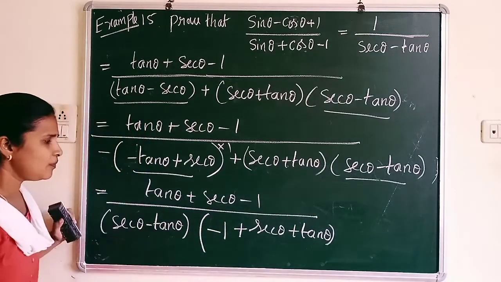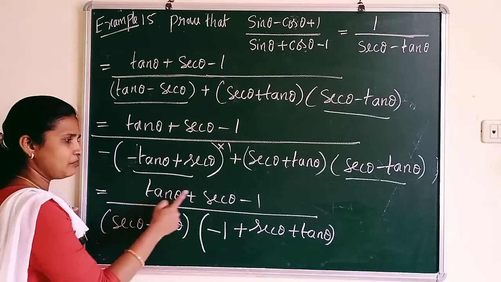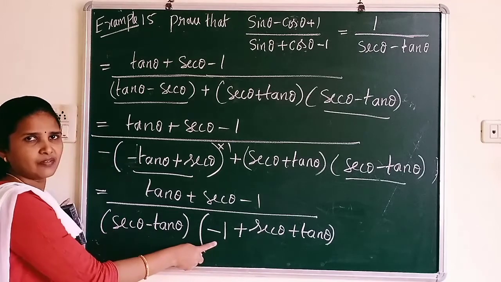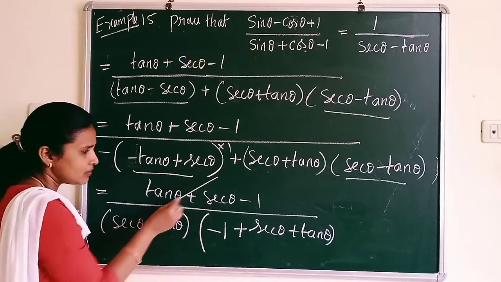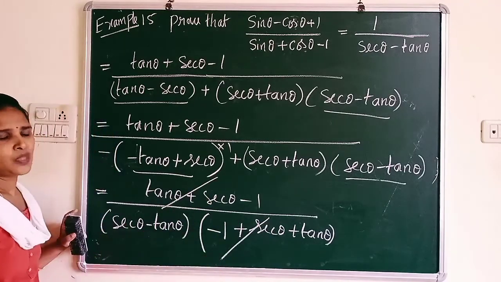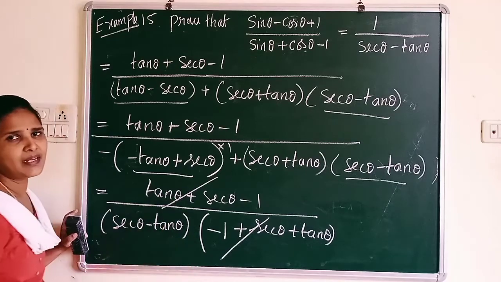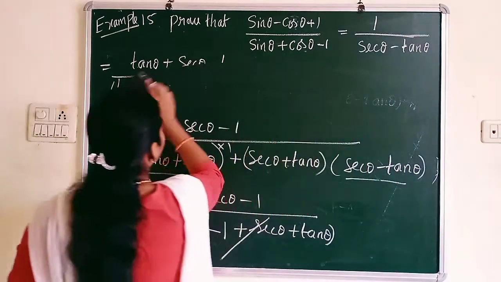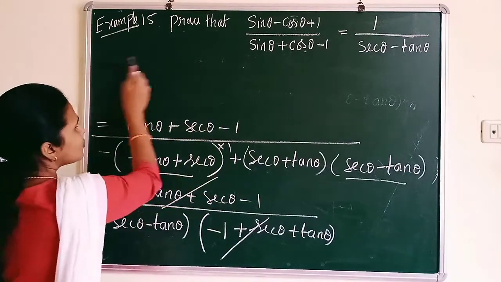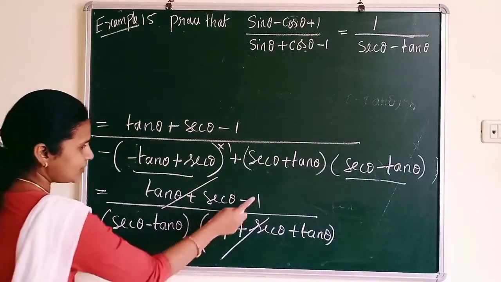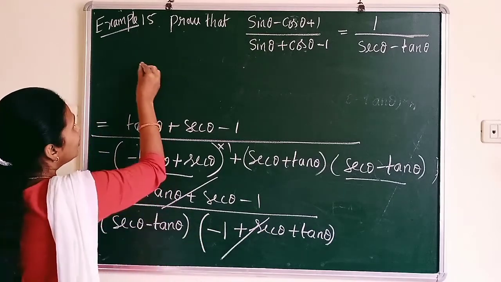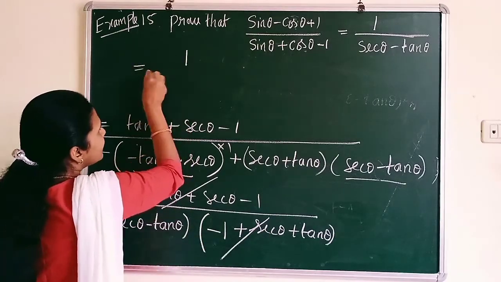Now you can observe the numerator. Tan plus sec minus 1. Tan plus sec minus 1. Are they the same? Yes. Can I cancel? Yes. So this trinomial and this trinomial get cancelled. What is remaining? In the numerator I cancelled everything. Nothing is there. This full trinomial and this full trinomial are gone. So what is remaining in the numerator? Nothing is there. That is 1.